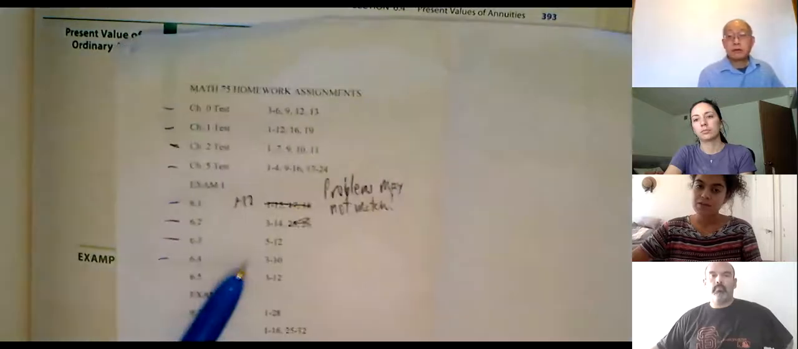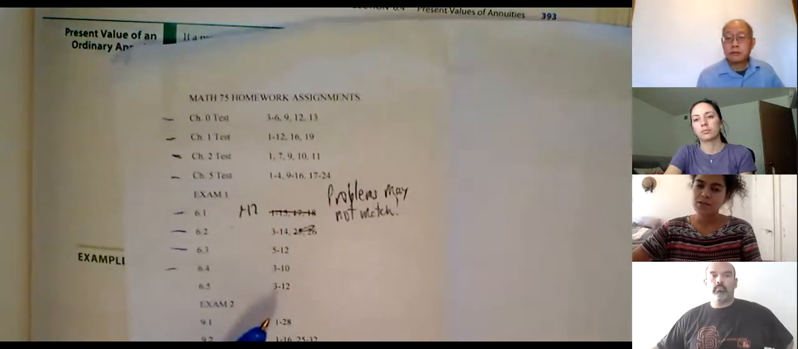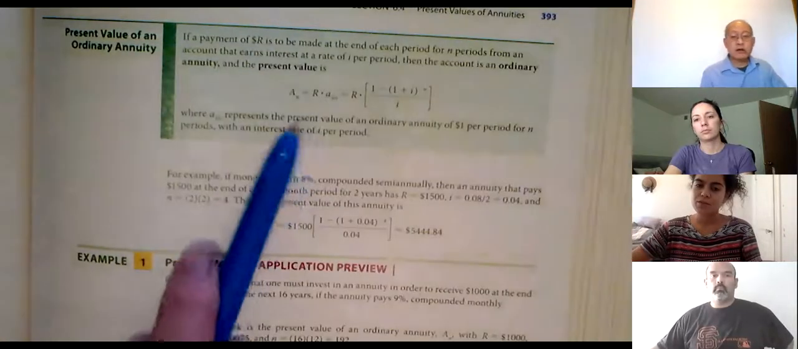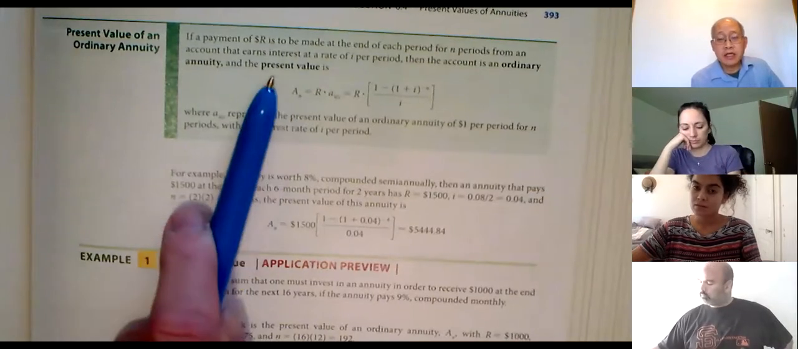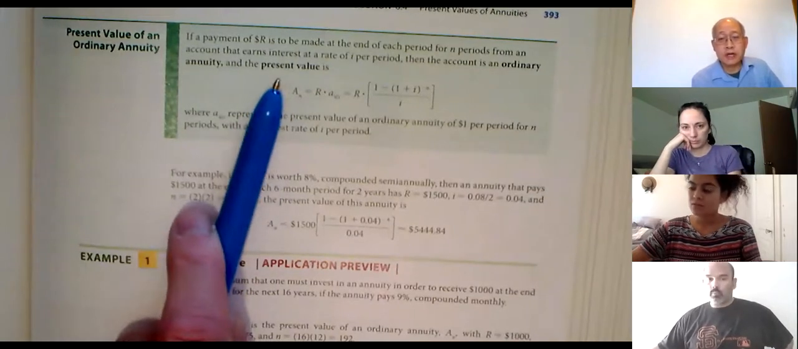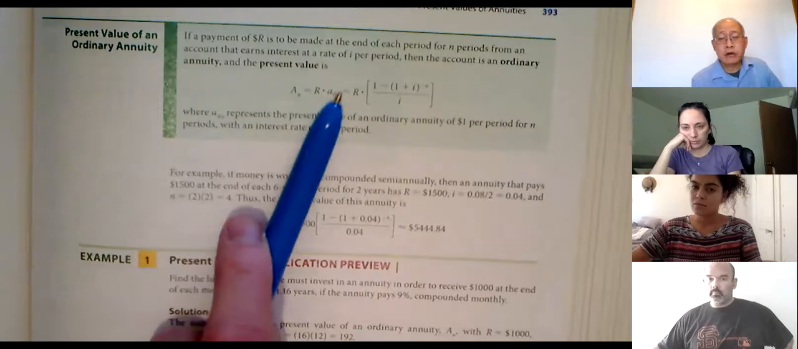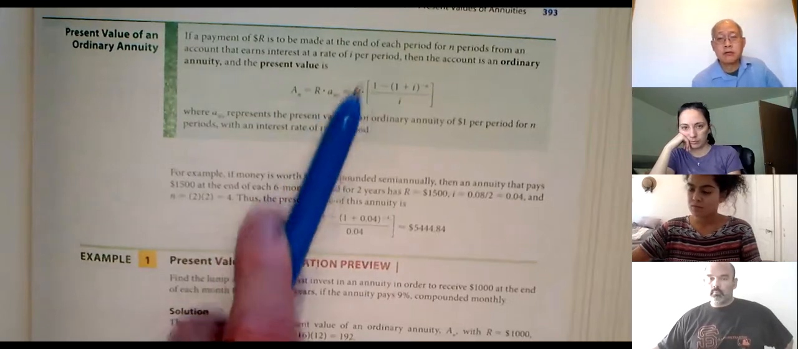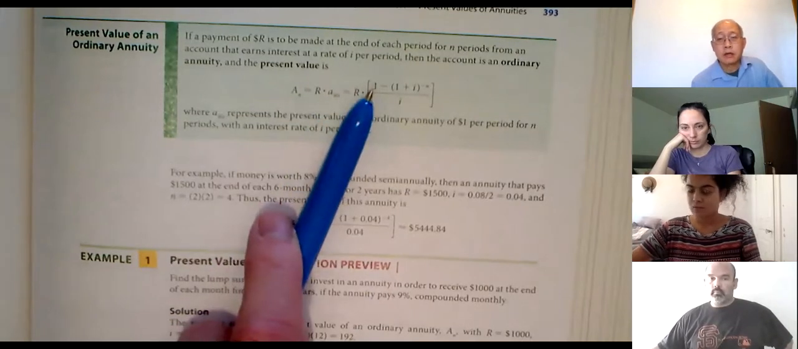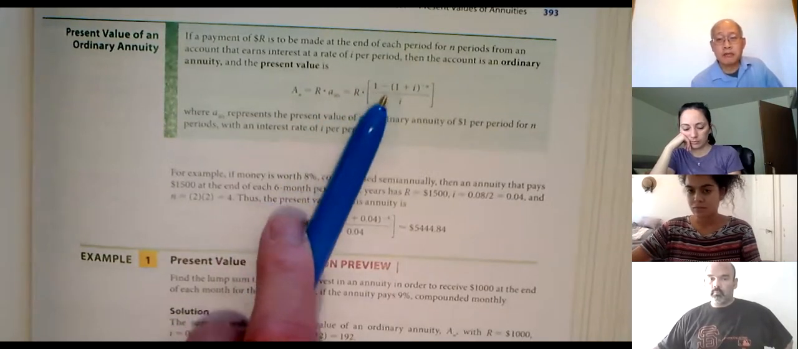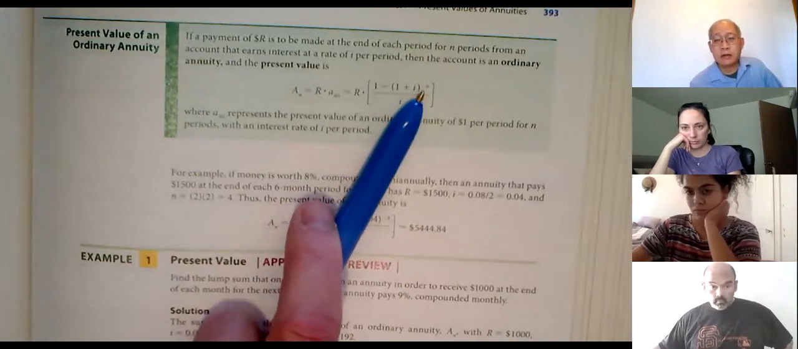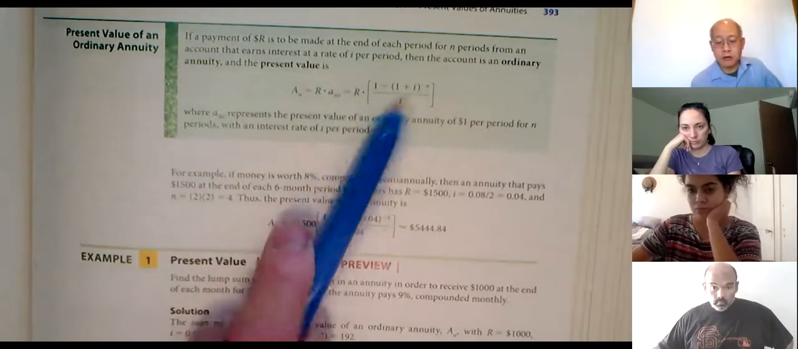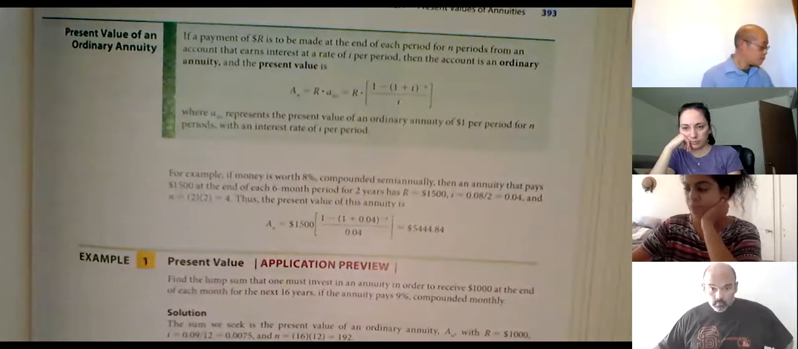Professor, sorry. Do you mind reading that formula again? Just reading the formula? Sure. So A sub n, called the present value of the annuity, equals R, bracket, 1 minus parentheses 1 plus I to the negative n, all over I.